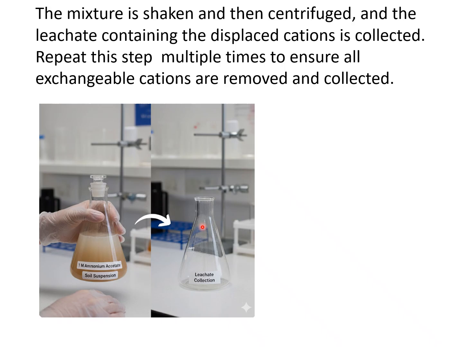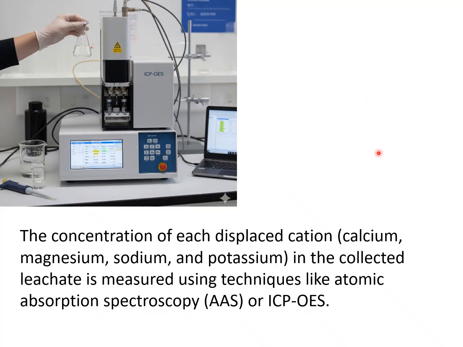collected in a fresh flask. The step is repeated 3 to 4 times, maybe 5 times, to remove all the exchangeable cations and collect them in the form of a leachate. Now, the concentration of each displaced cation, namely calcium, magnesium, sodium, potassium, in the collected leachate is measured using techniques like atomic absorption spectroscopy or ICP-OES.